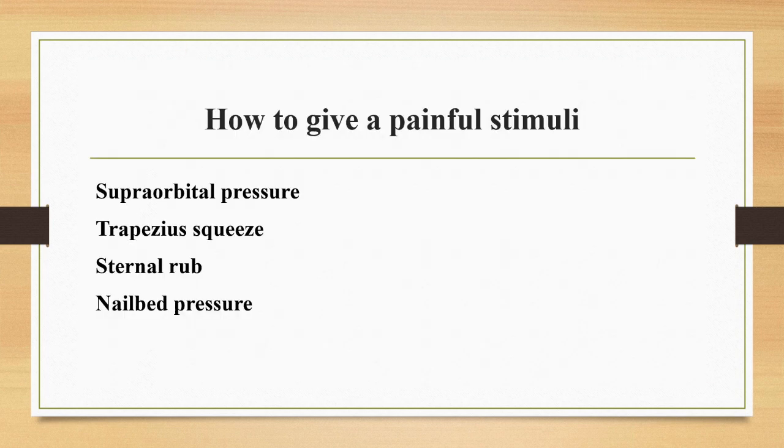So if the patient is not responding normally, then we have to give a painful stimuli. Here we can see how to give a painful stimuli. We can give a painful stimuli by applying supraorbital pressure or trapezius squeeze, sternal rub, or nail bed pressure. In the following slides, you can see how to give that exactly.